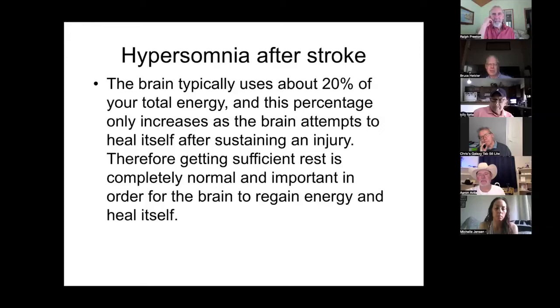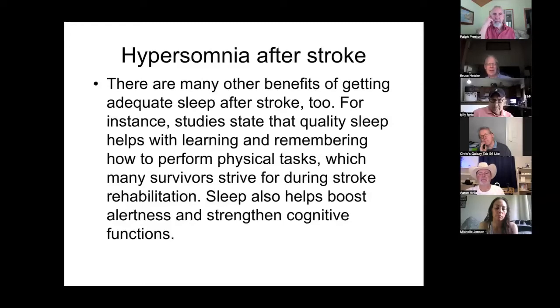Now, your brain typically uses about 20% of your total energy, and this percentage increases as your brain tries to heal itself. So, getting sufficient rest is normal and important to heal. There are many other benefits of getting adequate sleep. For instance, studies state that quality sleep helps with learning and remembering how to perform physical tasks that you're trying to do after stroke. You're typically trying to regain tasks that you lost. Sleep also helps boost alertness and strengthen cognitive functions.